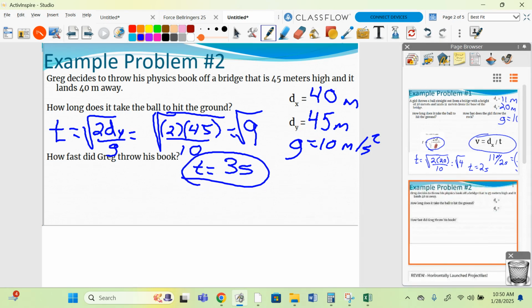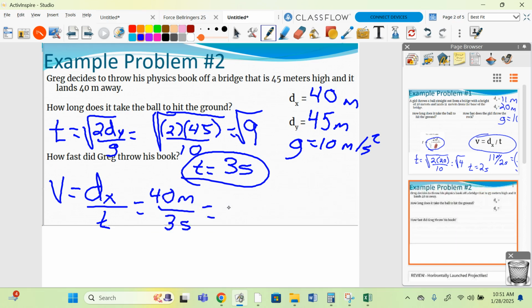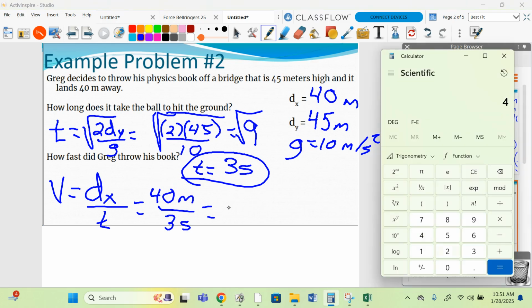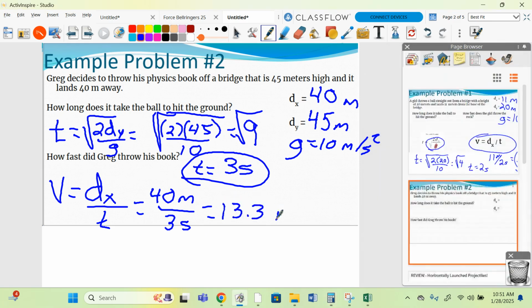Once I have my time, how fast did he have to throw the rock? V equals dx divided by t. Distance divided by time is my speed. My horizontal distance was 40 meters divided by 3 seconds. And I would guess this is going to be 13.3. And that's how fast it would need to be moving.